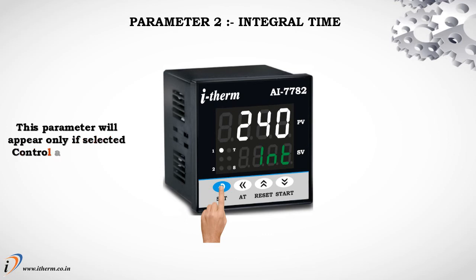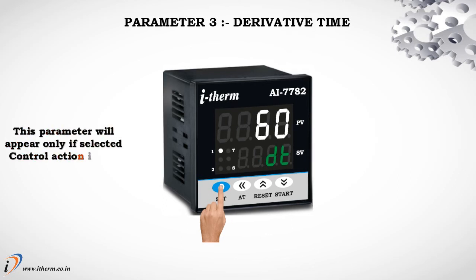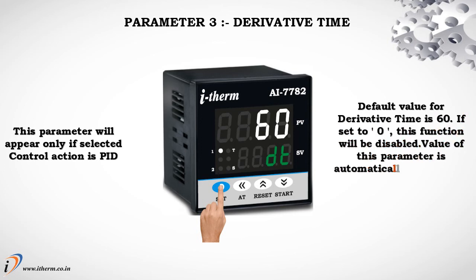Parameter 2, Integral Time. This parameter will appear only if the selected control action is PID. The default value for integral time is 240. The value of this parameter is automatically set by the auto-tune function. Parameter 3, Derivative Time. This parameter will appear only if the selected control action is PID. The default value for derivative time is 60. If set to 0, this function will be disabled. The value of this parameter is automatically set by the auto-tune function.